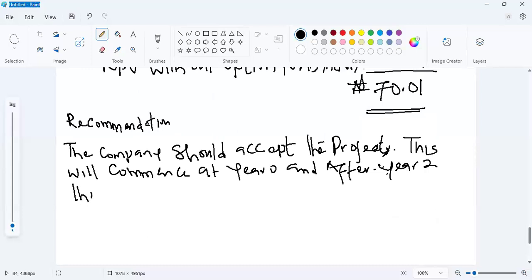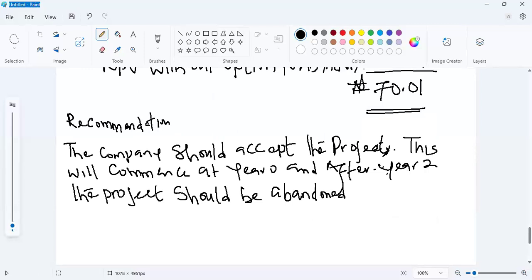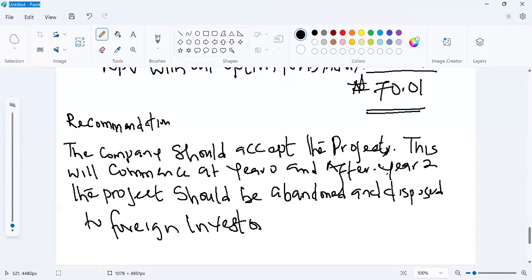After year 2, the project should be abandoned and disposed to the foreign investor. Because you have positive 70 million. By taking that up, that will improve the project profitability to 70 million. That is how to treat option to abandon.